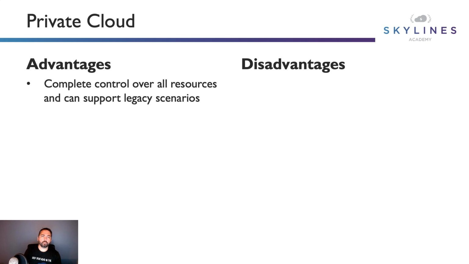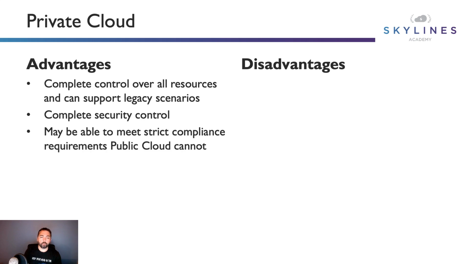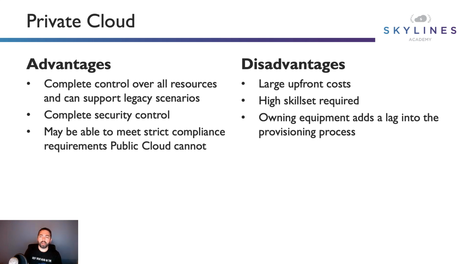And if you think about the advantages here, you have complete control over all resources and can support legacy scenarios. Some people will also import their legacy VMs into their private cloud. You have complete security control. You may be able to meet strict compliance requirements that the public cloud cannot, if there are some specific issues you're running into. And then if you think about the disadvantages, you've got large upfront costs here. I will say the skill set required is a challenge: it required a lot of highly skilled people to create the automation needed to do it. And owning equipment adds a lag into the provisioning process as a whole.